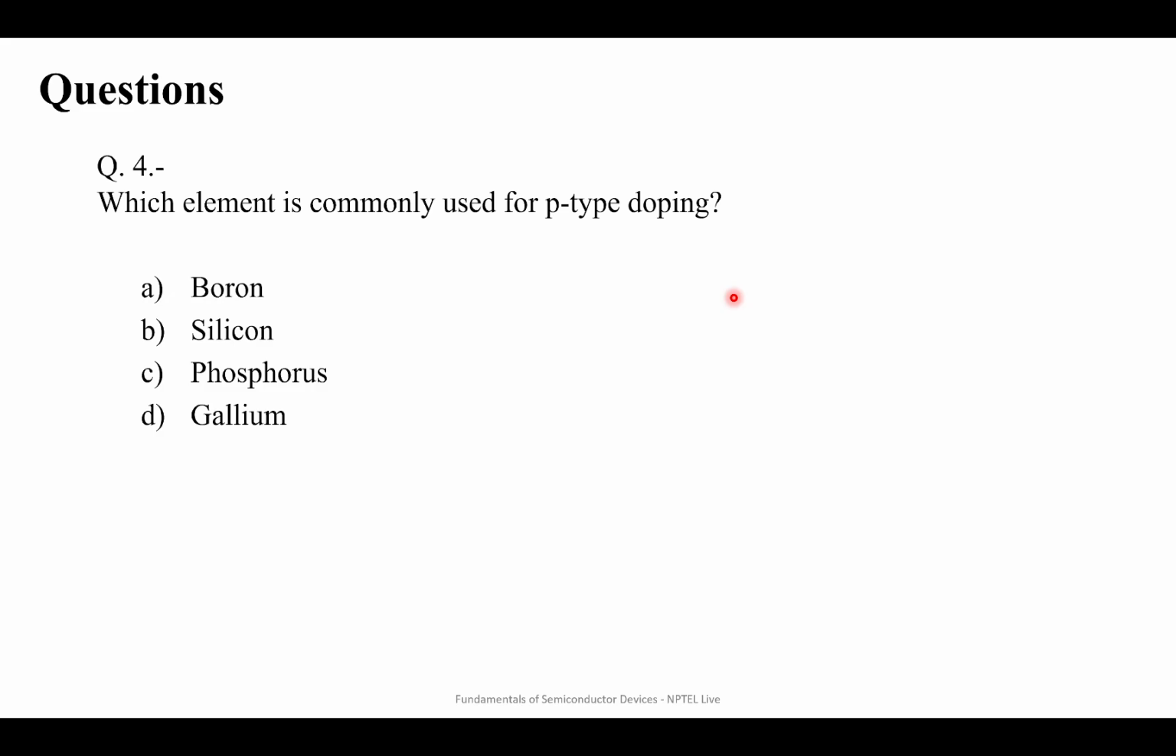Which element is commonly used for P type doping? Boron, silicon, phosphorus, gallium. Boron.